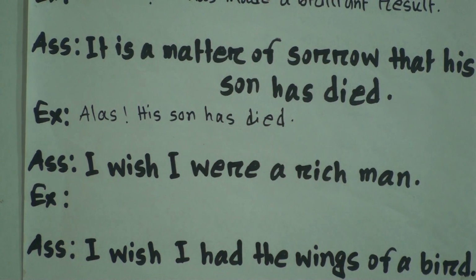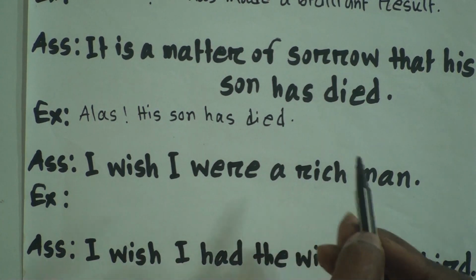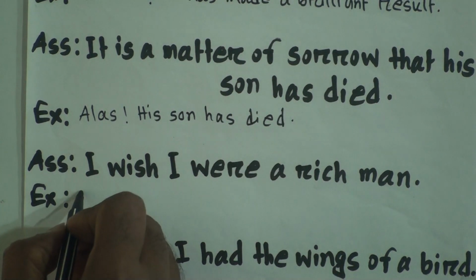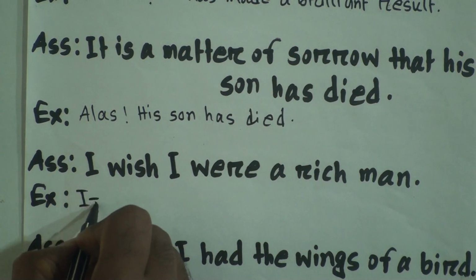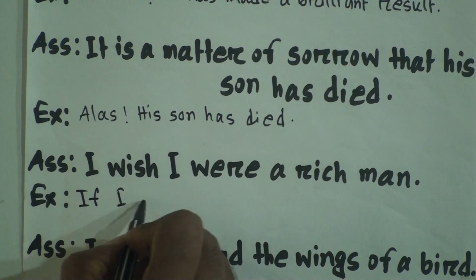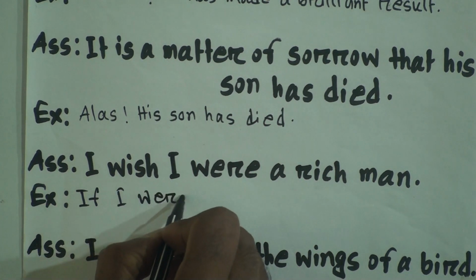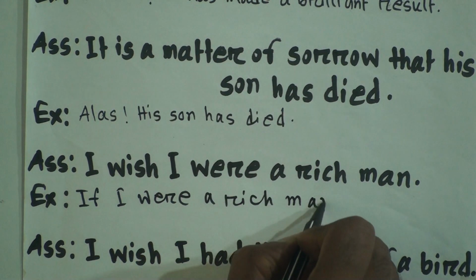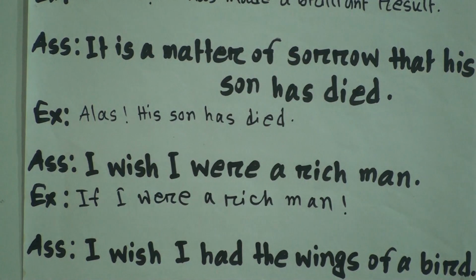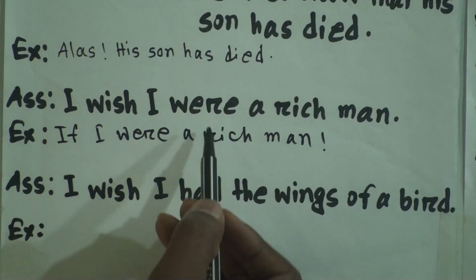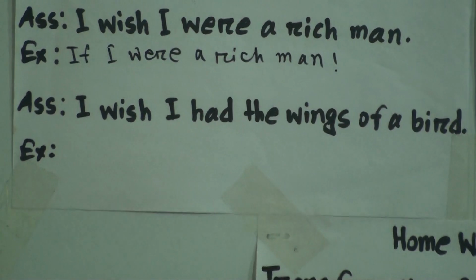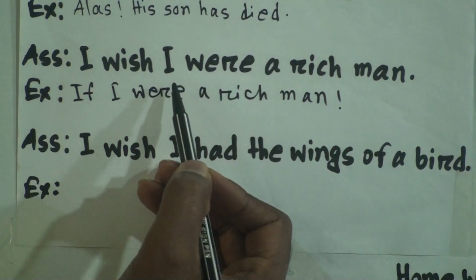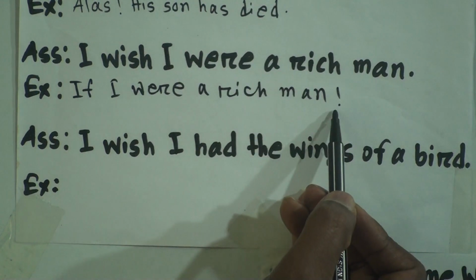Next sentence. I wish I were a rich man. I wish I were a rich man. You will use here: if I were a rich man, then the exclamatory sign. So look at the assertive sentence, it is I wish I were a rich man, and in the exclamatory sentence I have written: if I were a rich man, exclamatory sign.